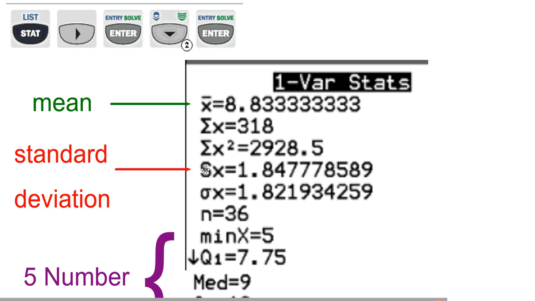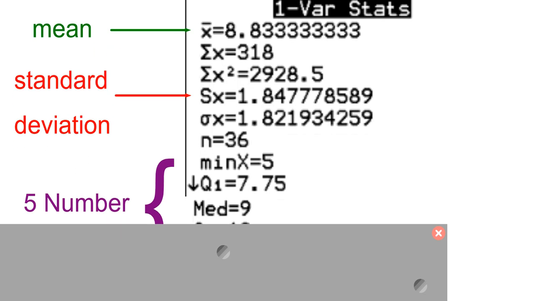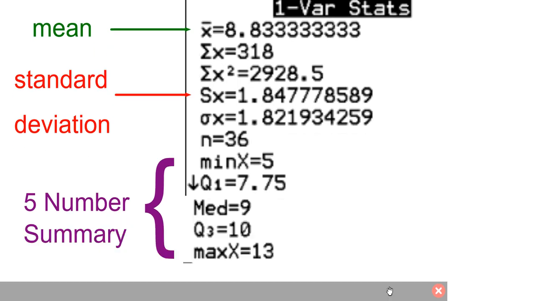Standard deviation looks like this, Sx, and that will give you the distance away from your mean for your data set. And then if we continue scrolling down, you're going to get information about your 5-number summary. And this, remember, helps you with your box plots. n tells you how many pieces of data you're working with. Here's your minimum, first quartile or your lower quartile, your median, your upper quartile or quartile 3, and your maximum.